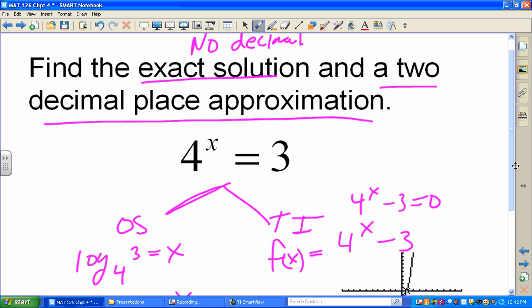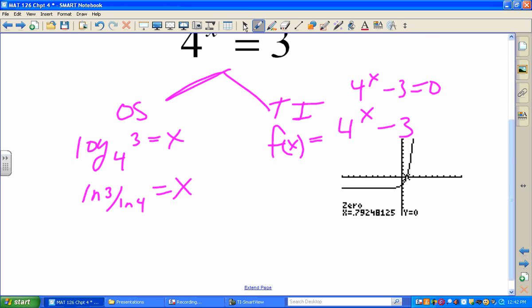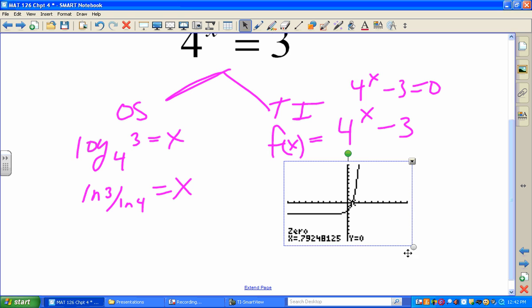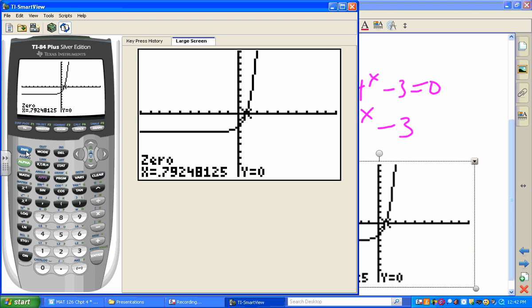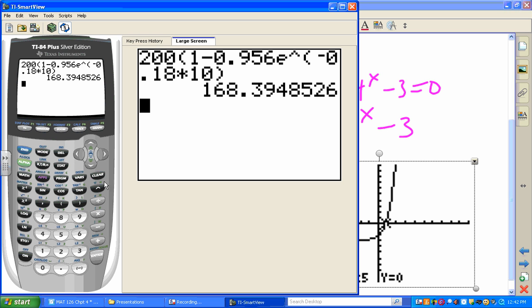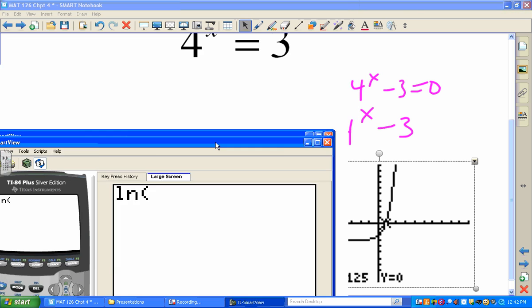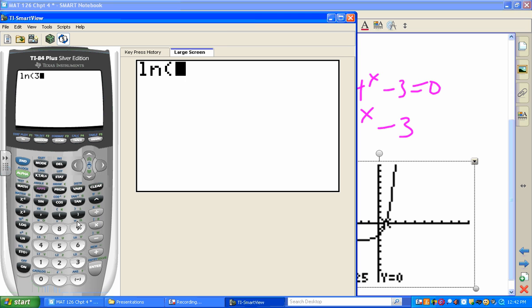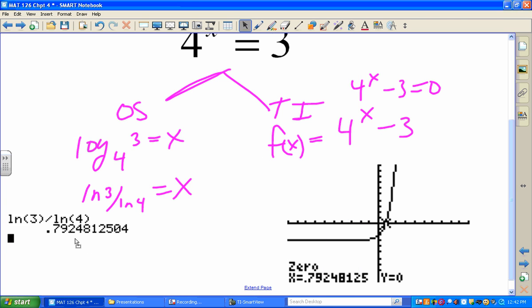Okay. So, I've satisfied both, and I did not check to see if one was the same as the other. Now I can check them to see if I made a mistake in any such way. Natural log, is it 3 or 4? 3. Thank you. Divided by natural log of 4. 0.79.